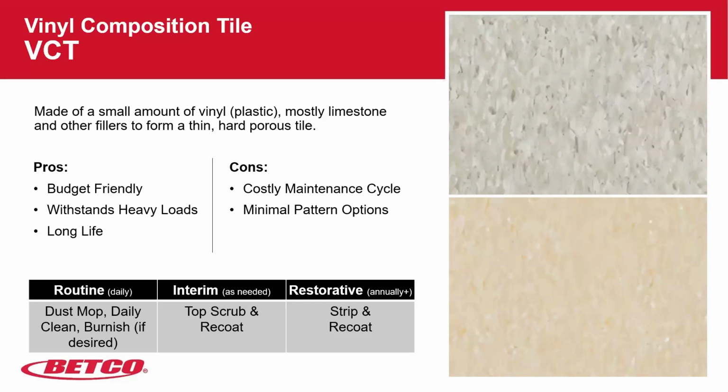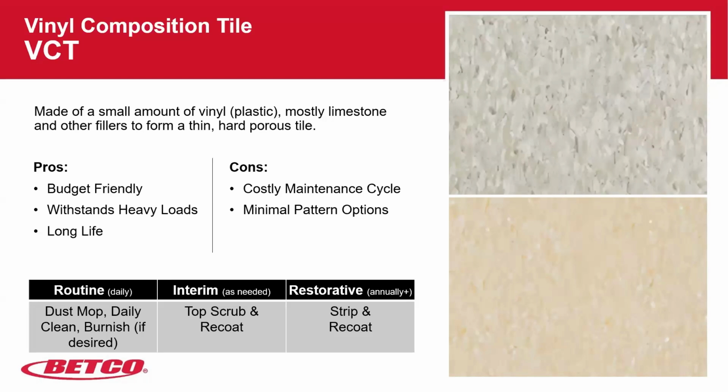And then you go into interim, as needed: top scrub and recoat. In our definition, the top scrub is where you go in and you take the top 2 coats of finish off, and that's where the dirt and the discoloration gets embedded in. You start getting the yellowing, the traffic patterns, the dirt, and that's where you want to take that off, remove that, and then build up from there. So you're not going down to the bare tile. You're only taking off the top couple, 2 coats.